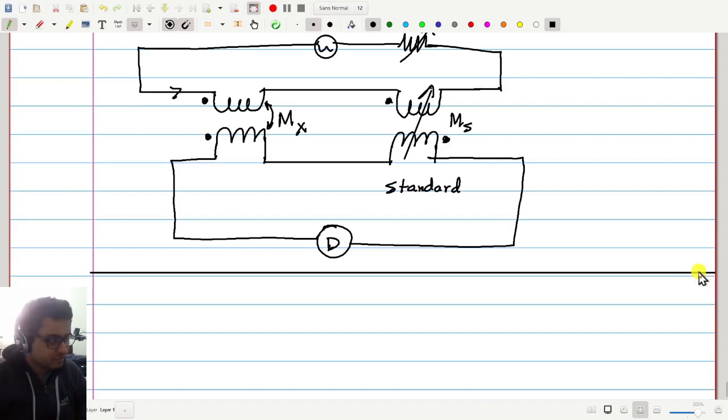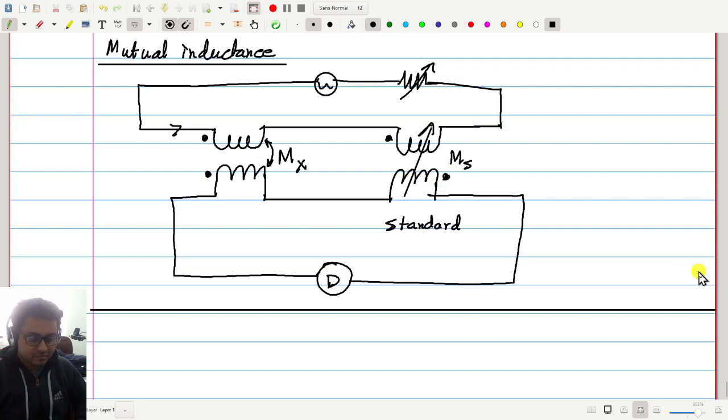Sir, I have a doubt. Either of them could be in phase on one side, and on the other it would be opposite. I mean, we have to consider these two cases anyway, right? Even if we consider the standard part to have the dots on the same side, will it be possible?